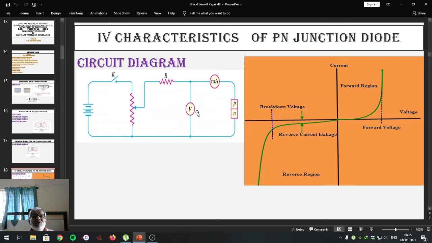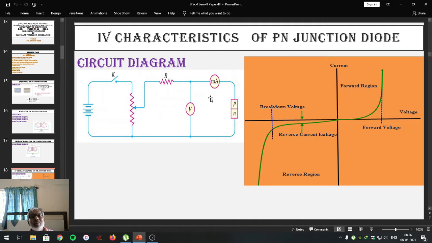But when it becomes equal to 0.2 volt or 0.6 volt, for germanium and silicon diode respectively, suddenly the current meter starts indicating the current. That indicates that current starts flowing through the PN junction diode by reducing the barrier potential, by reducing the width of the depletion layer, by allowing a conducting path for majority charge carriers. Electrons move from the N region directly into the P region, holes move from the P region into the N region, and it allows current to pass through the PN junction diode, which is indicated by the connected current meter.